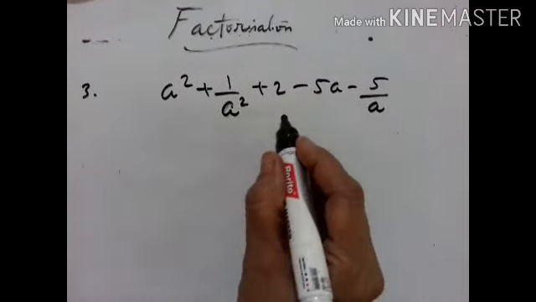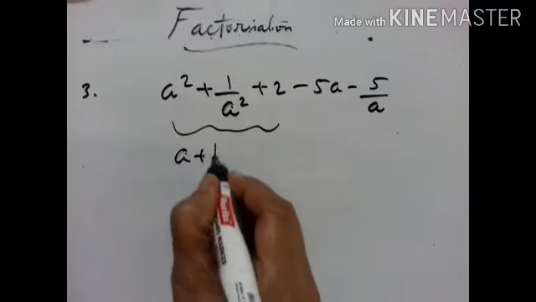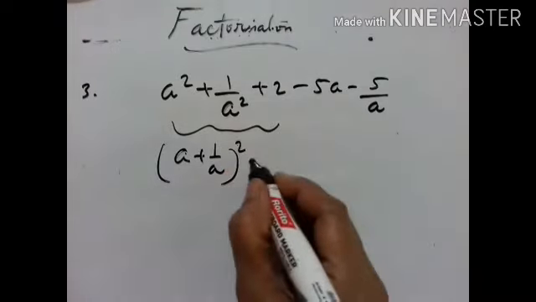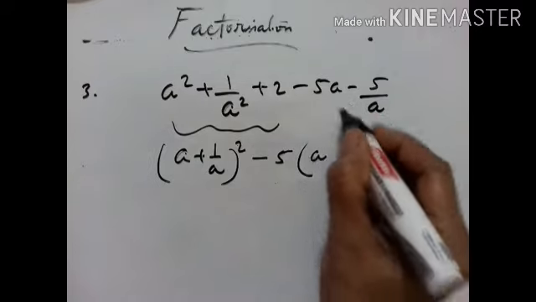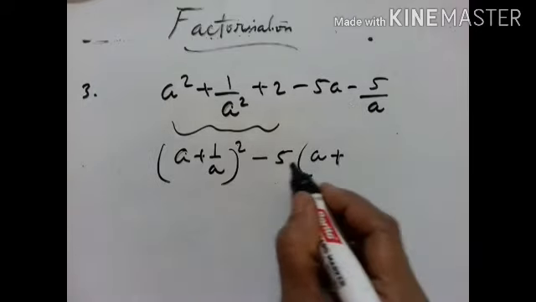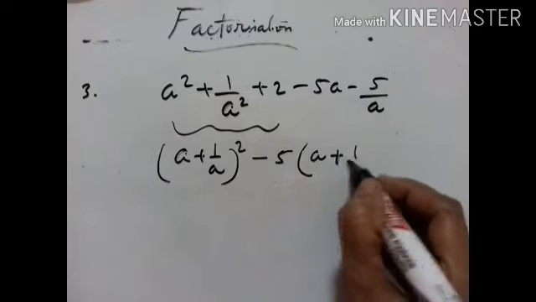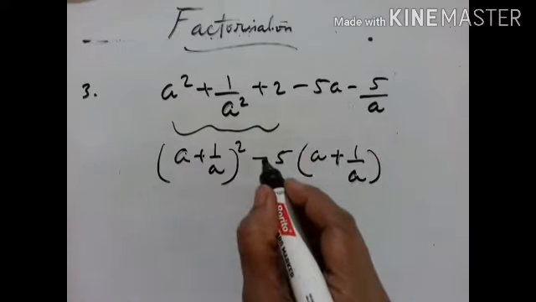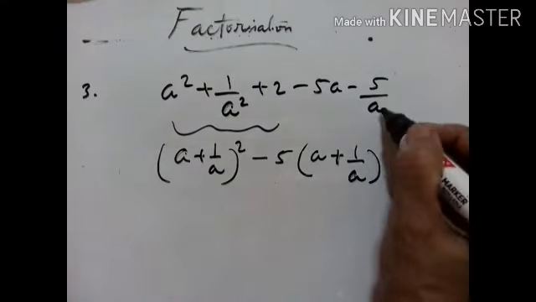In expansion you have done it. What is this? This is a plus 1 upon a square. Minus 5 is common. What remains is a here plus. When you solve this bracket, you should get this. Here what remains? 1 upon a. Minus 5 into a is equal to minus 5a. Minus into plus is equal to minus. 5 into 1 upon a is equal to 5 upon a.